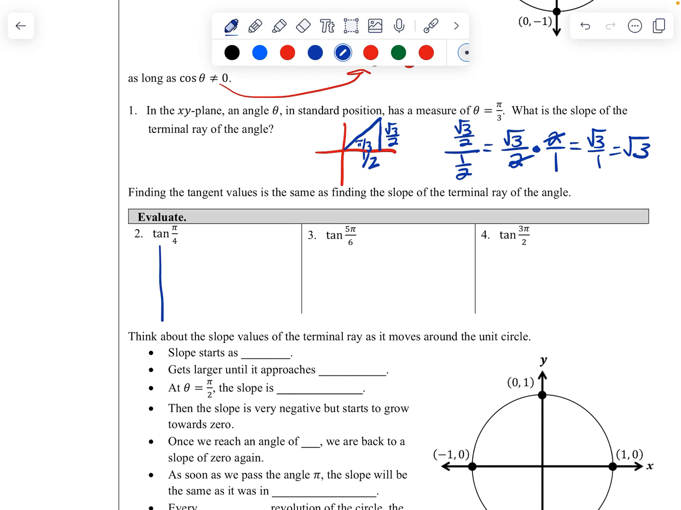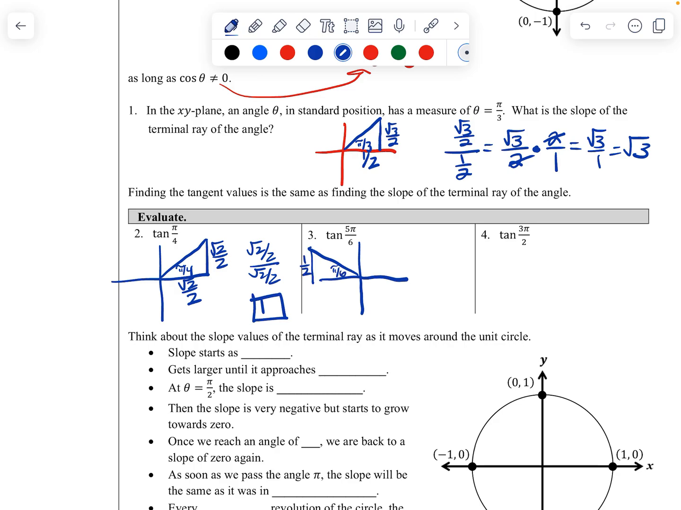For example, if we needed to find tangent of pi over 4, here's pi over 4. We know opposite is root 2 over 2. So y over x, root 2 over 2 divided by root 2 over 2. Well, that's just 1. Then we have the tangent of 5 pi over 6. So 5/6 pi would be in this quadrant. So we have pi over 6, and opposite that is half.